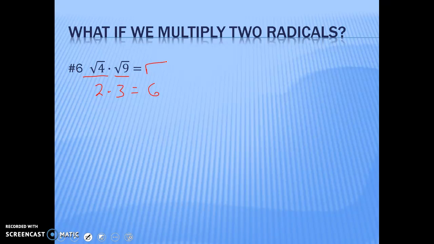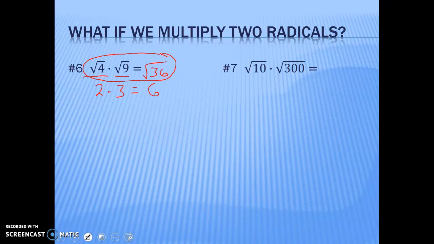If they're both in the radical sign, we can multiply the 4 times the 9 and get 36, and it's still inside the radical sign. And we know that the square root of 36 is 6. What that tells us is that if we have 2 numbers that are inside a radical sign, we can multiply those 2 numbers together to get a bigger number inside the radical sign that can be simplified. Let's apply that here to number 7.